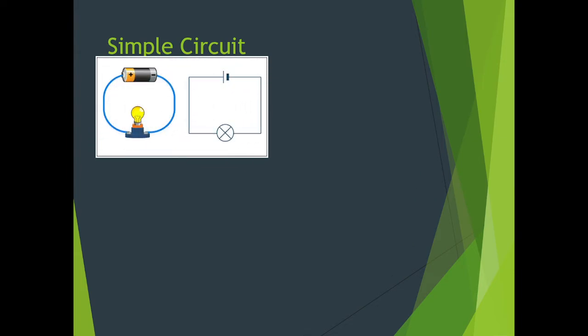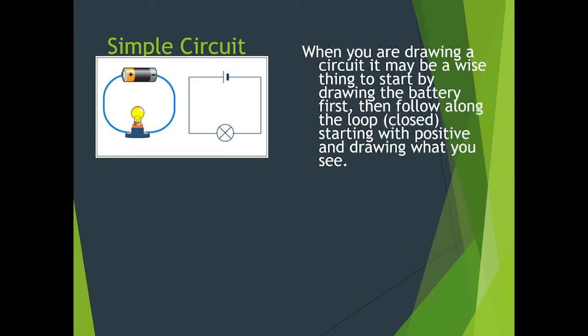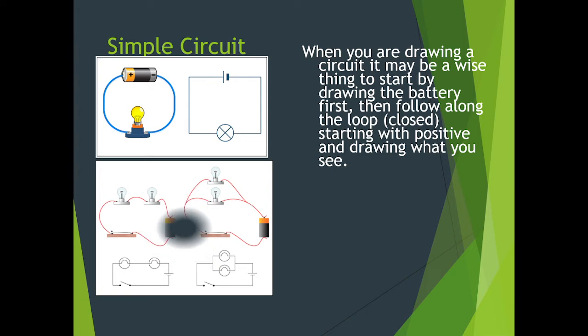Simple circuit. When you are drawing a circuit, it may be wise to start by drawing the battery first, then follow along the closed loop starting with positive and drawing the symbols of your circuit elements until they form a closed path back to the negative terminal of your battery. You can see such a diagram below. We will now explore series circuits.